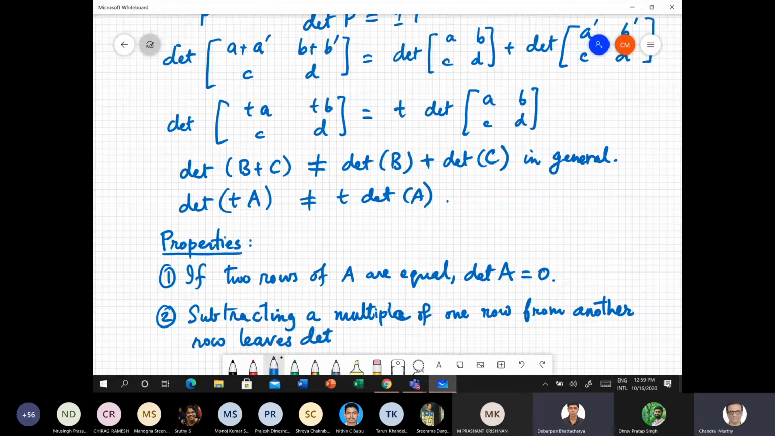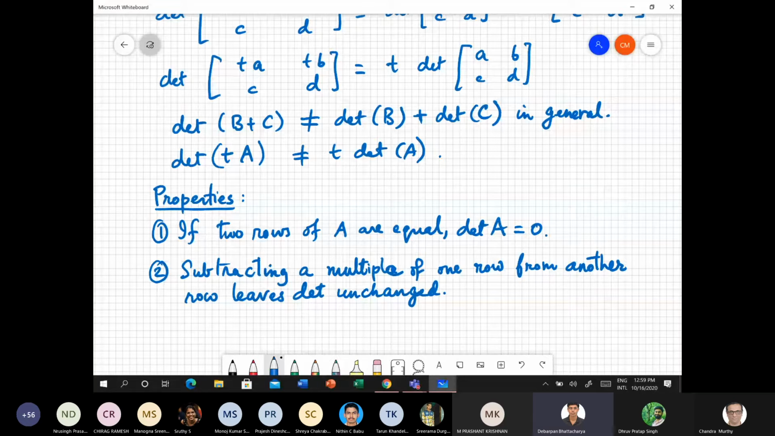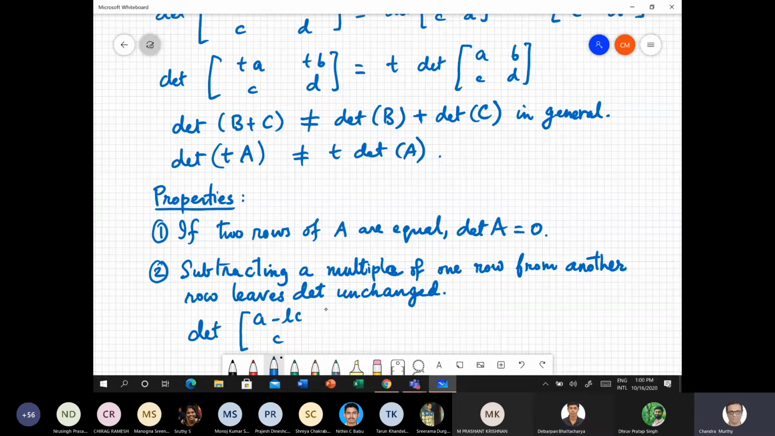Hello. Yes, please. Sir, in the previous section, you specifically mentioned about the first row. It is linear with respect to the first row. What about, sir, other rows? They will be same? So what do you think? Sir, I think same. Yes. And why do you think so?